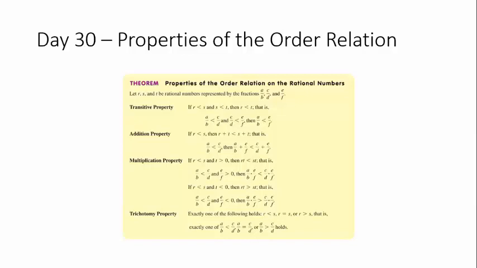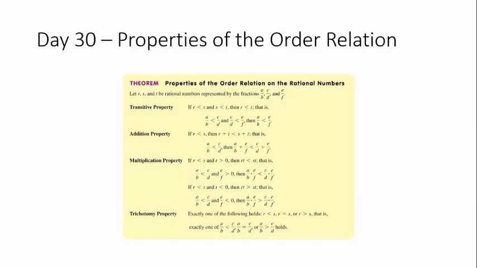If we are multiplying both sides of an inequality by a positive rational number, then the relation stays the same. So we have rational numbers r and s, and r is less than s. If we multiply both sides of that inequality by a positive rational number t, then r times t is less than s times t. And you can see what the expressions look like when you actually use fraction notation.